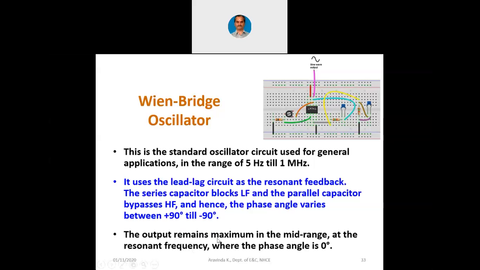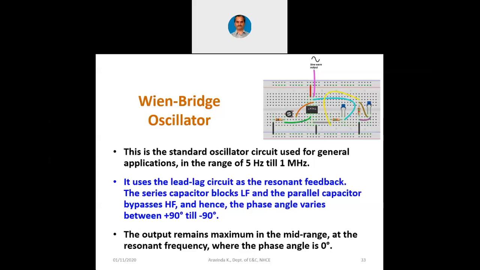So the output remains maximum in the mid range at the resonant frequency where the phase angle is 0 degree now, because it is going from plus 90 degree till minus 90 degree. Now you don't get confused when I say that the phase angle is 0 degree, because the Barkhausen criterion says that even the feedback network should produce 180 degree phase shift.